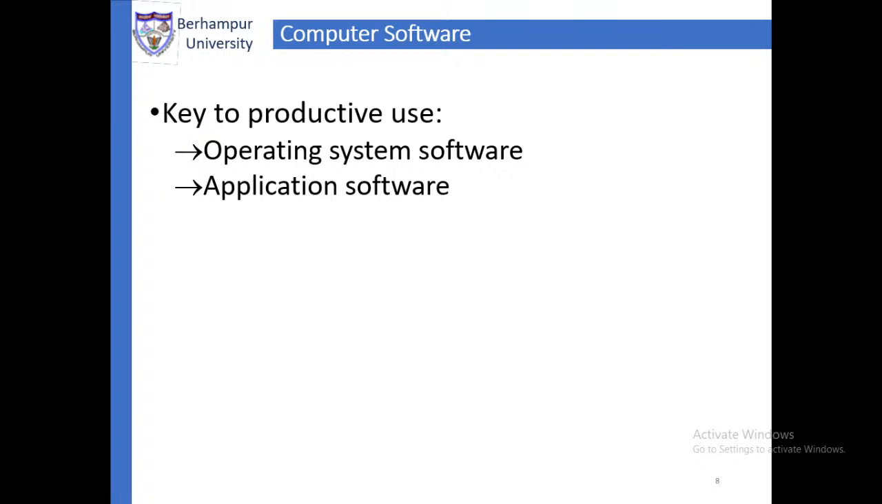Now, computer software has two key productive uses. One is the operating system software, the other is application software. All computers must have an operating system software. Operating system software tells the computer how it is going to operate, and the application software uses the applications. We will discuss them in a little more detail from the next slide. In the next slide, we will discuss what happens in the operating system.